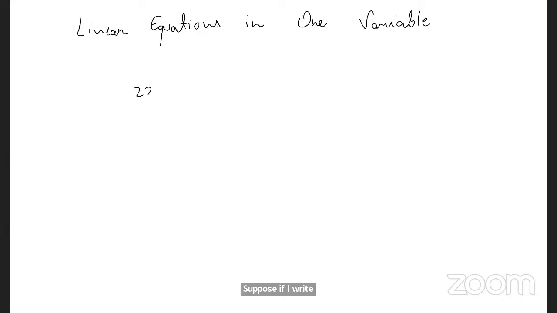Suppose if I write 2x minus 1, this is what? An algebraic expression. But if I say equals to 0, then this becomes a linear equation, a complete equation. Ma'am, what's the meaning of linear equation in one variable? Yes, Cedric.